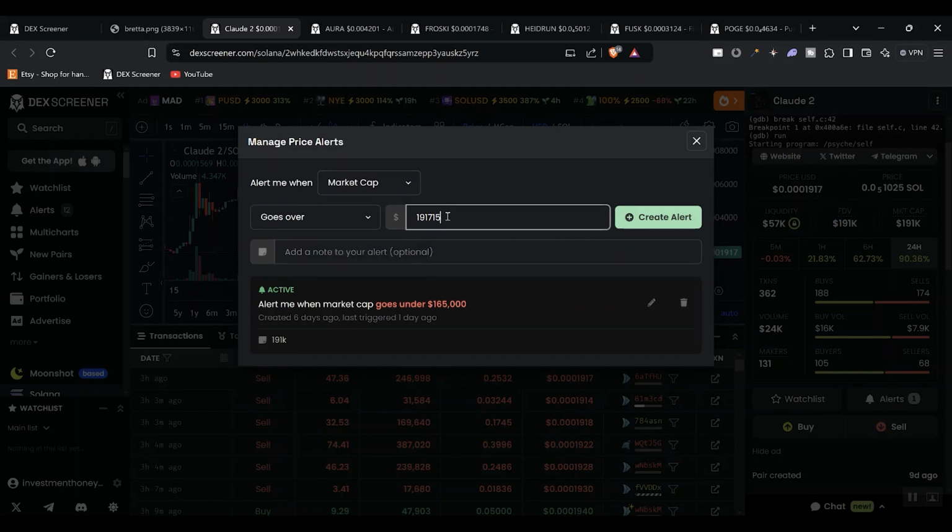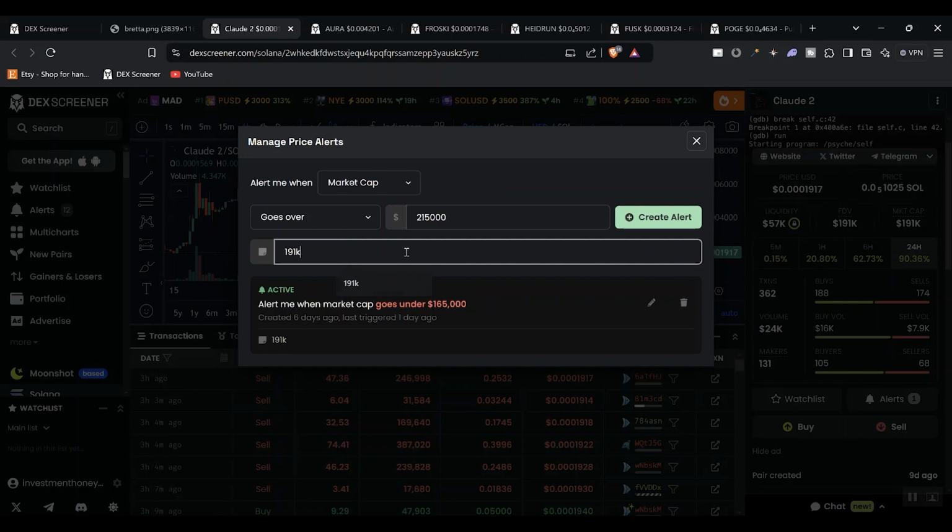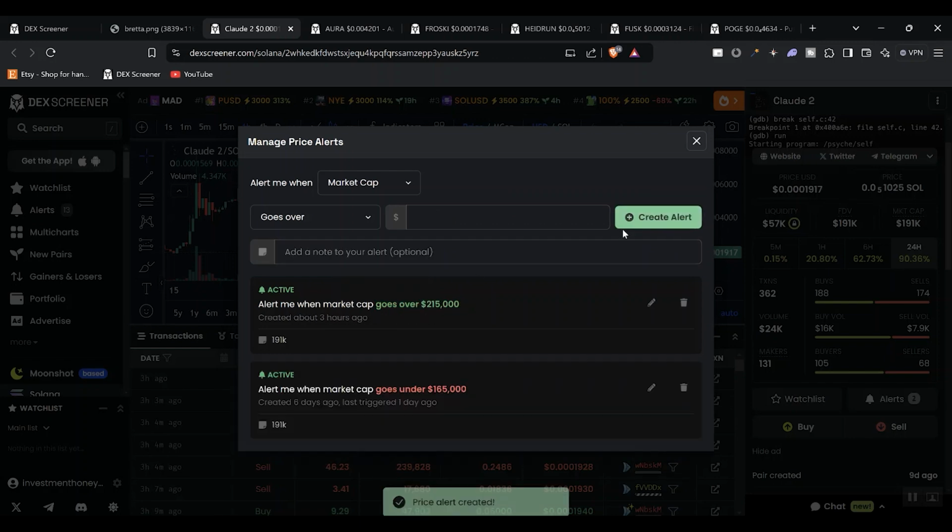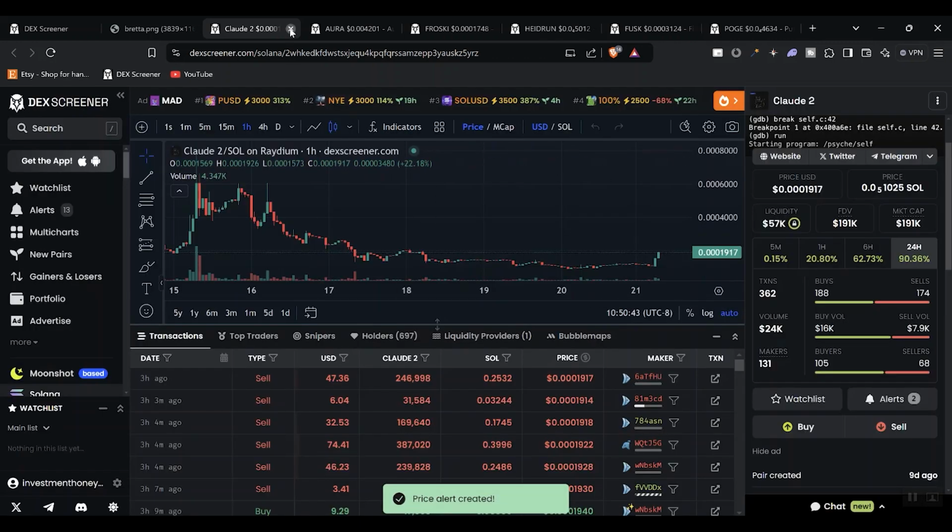All right, so right now we're at 191. Let's go ahead, because I don't really need much of an indicator on this one. So let's go to 215, and 191 is our posted market cap on that one. So there we go. We're going to leave this one alone now.